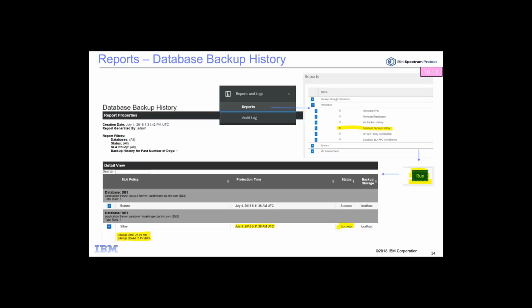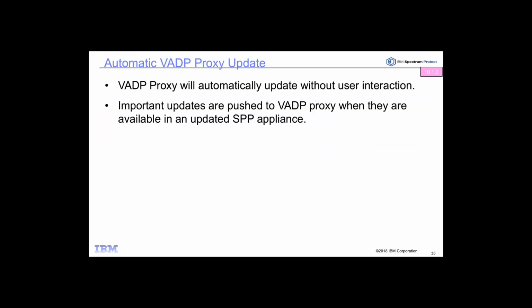There is also a database backup history report, and again, we're only seeing the DB2 databases here because that's all we're showing, but this will give you the backup history of all of the databases that are being backed up on the system, so SQL Server and Oracle as well.